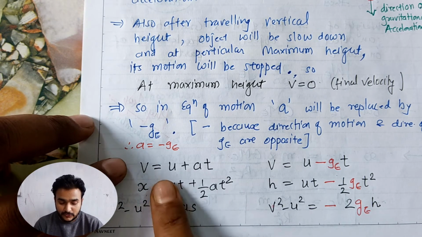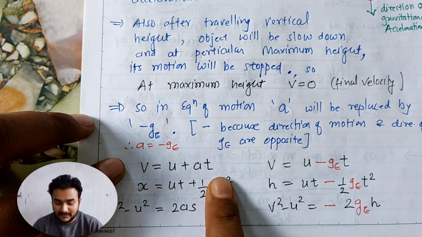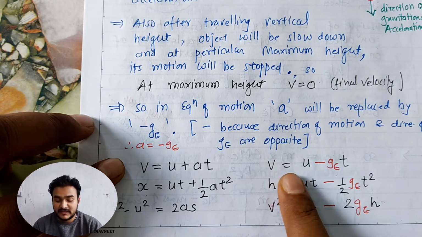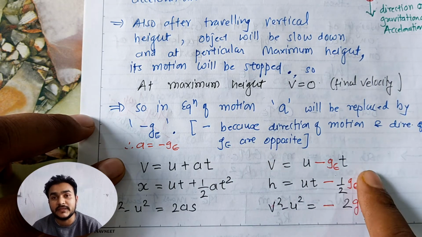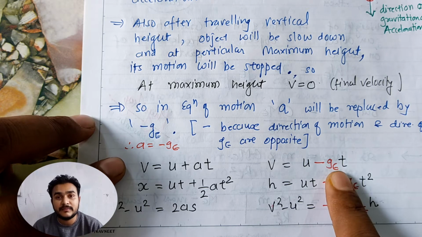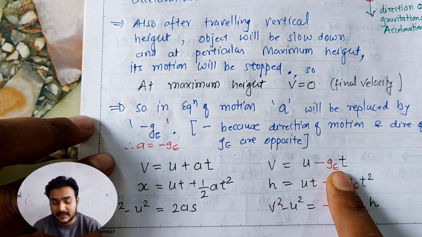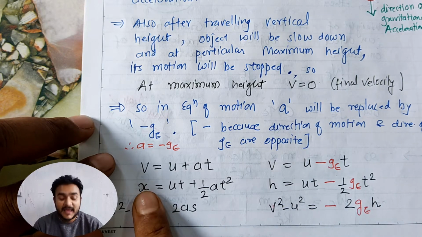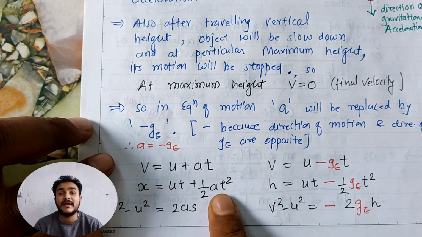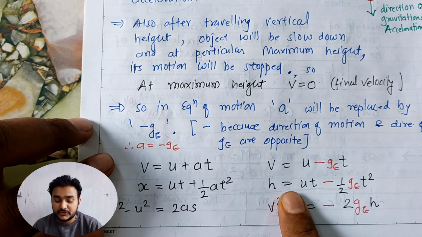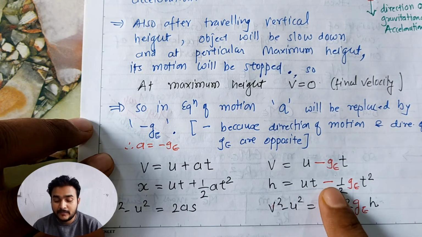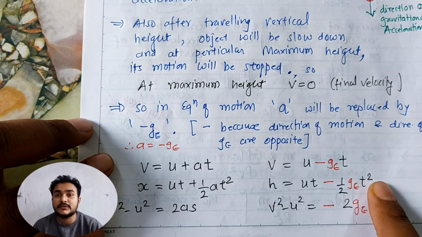Now what modifications are required to state the equations of motion under vertically upward motion? v is equal to u plus at will be replaced by v is equal to u minus g t, where the value of g can be 9.8 meter per second square or can be taken as 10 meter per second square. The equation s is equal to ut plus 1 by 2 at square now changes to h is equal to ut minus 1 by 2 g t square.